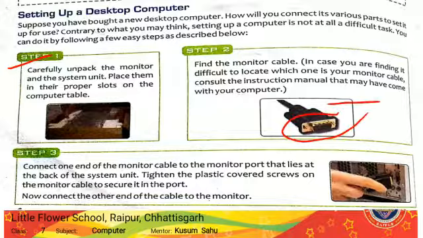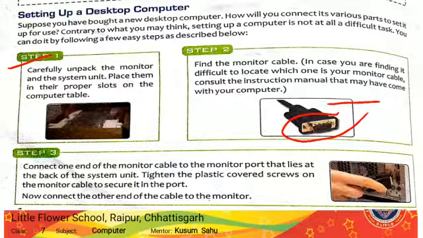slot. Now come to the third step, that is connect one end of the monitor cable to the monitor port that lies at the back side of the system unit. Means you have to connect the monitor with that slot so that our monitor is connected with the CPU box. Now come to the next.